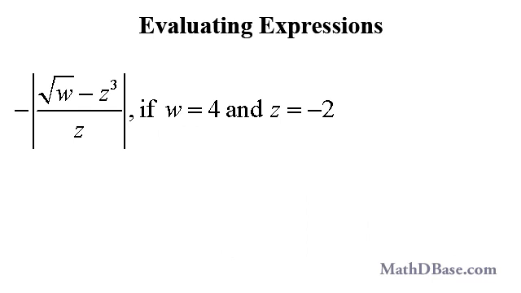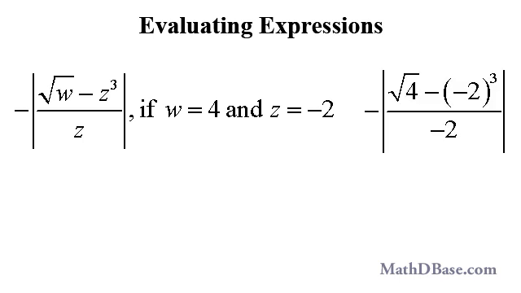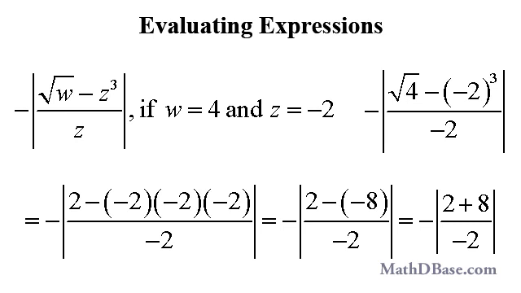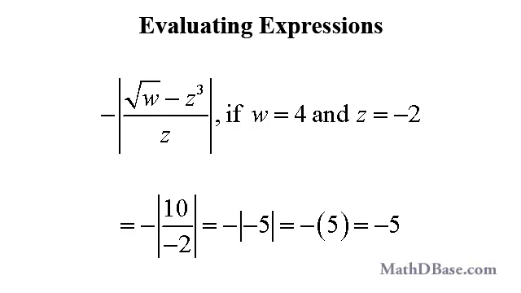As a final example, let's evaluate this expression with an absolute value. If w equals 4 and z equals negative 2. Substituting for w and z, we get the square root of 4 is 2, and as mentioned earlier, the negative number 2 is raised to an odd power, 3, so its result is negative 8. Simplifying, we get the negative of the absolute value of 10 over negative 2, and the negative of the absolute value of negative 5. The final result is negative 5, applying the rules of absolute value.